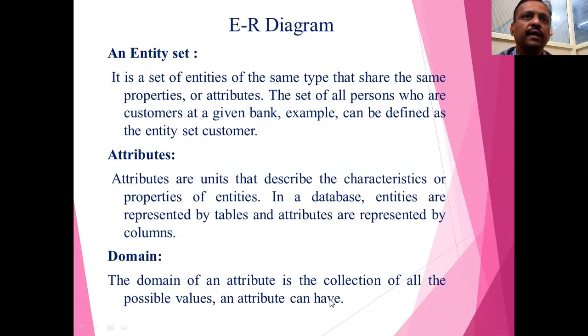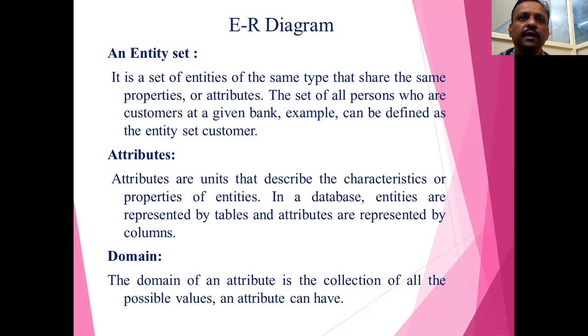An entity set is a collection of entities. It is a set of entities of the same type that share the same properties or attributes. The set of all persons who are customers at a given bank, for example, can be defined as the entity set customer. What is an attribute? Attributes are the properties of an object or entity. Attributes are units that describe the characteristics or properties of entities.